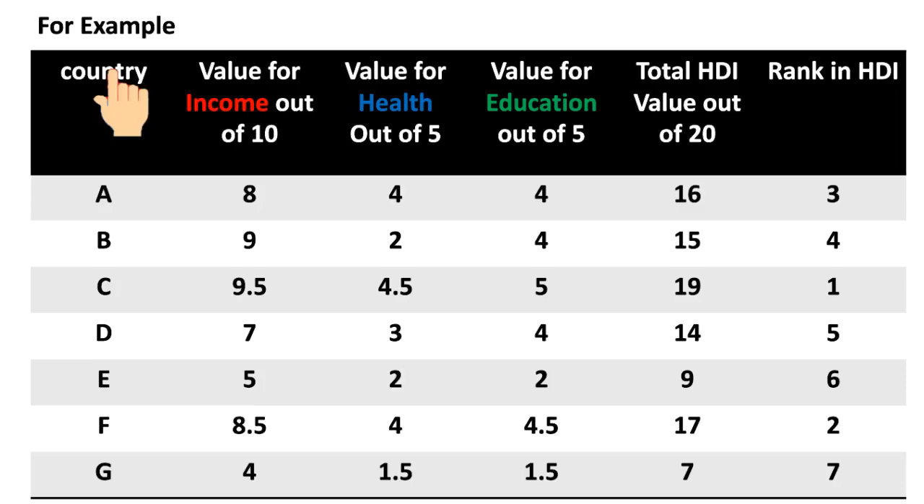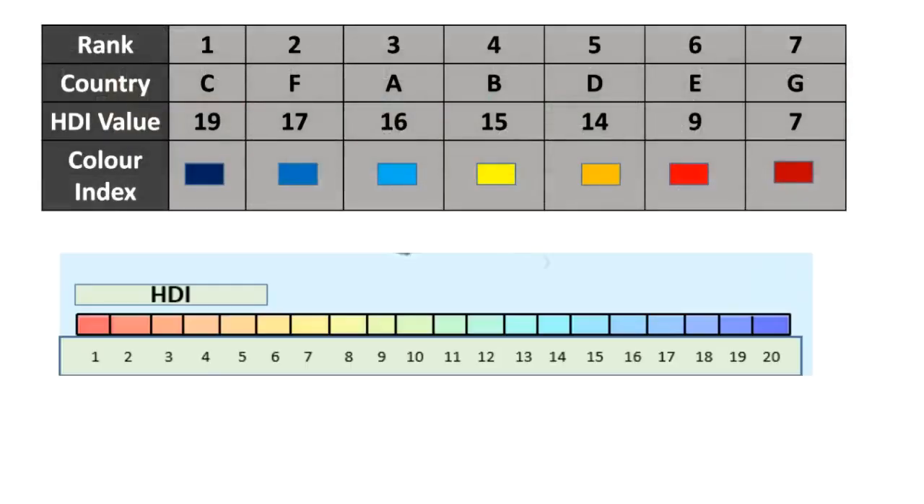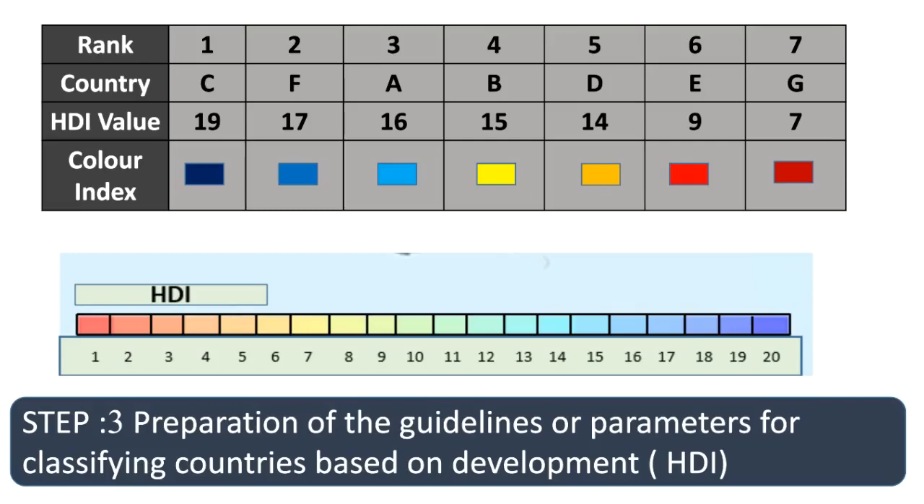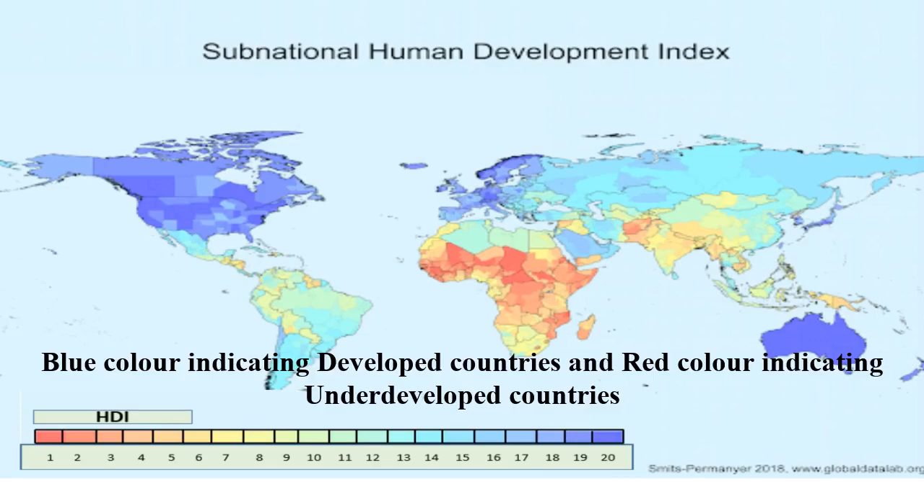Could you find which country has the highest rank here? Note that this type of conversion is done only from my own perspective to make you understand, but UNDP does this based on their own guidelines. If we give a different color pattern to different ranks, then this color index can be applied on a world map. See, this world map shows the HDI value and the color index to identify the development status of countries. Here we can identify developed countries, developing countries and underdeveloped countries comfortably.